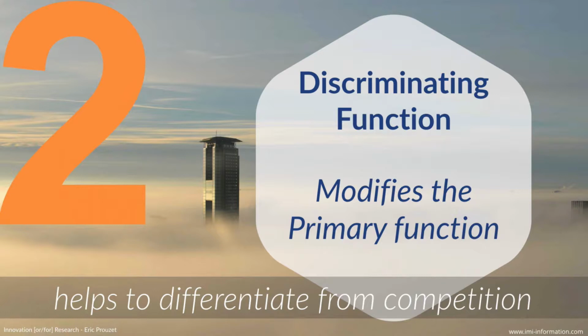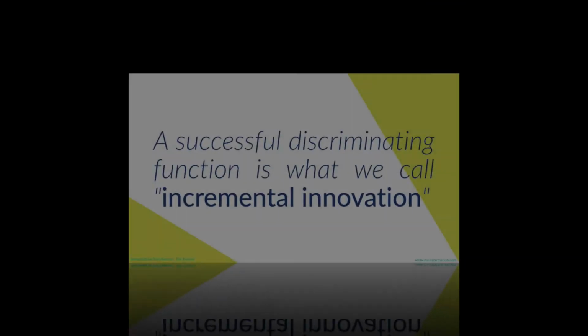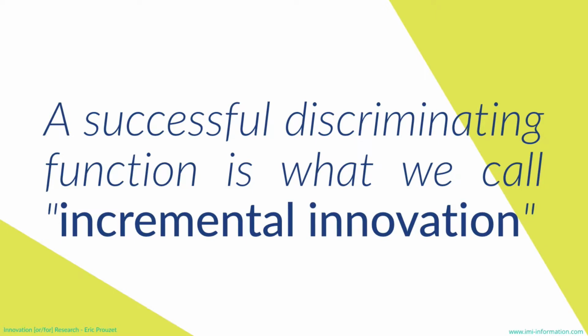When you look at different types of cars, they are still cars in the way that their primary function is still to transport you from A to B, but they can do it in different ways. For example, you can have a car that is faster than the others, or a car that is energy efficient, or a car that is cheaper. We see here that this additional function modifies and helps to differentiate the primary function. Usually what we call incremental innovation is related to the development of this type of function.